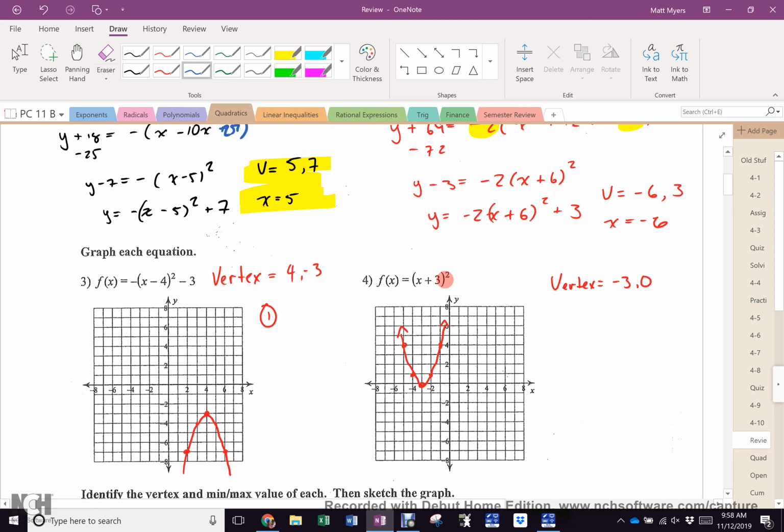Also in vertex form, except there's no Q, so it's plus 0. So I'm at 0. It's a positive A, but no stretch, so over 1, up 1, over 2, up 4. Any questions there? Those are worth 1 each because they're already in vertex form. You only had to know one thing to graph it. Any questions yet? Spectacular.